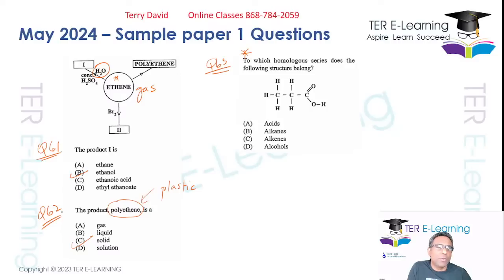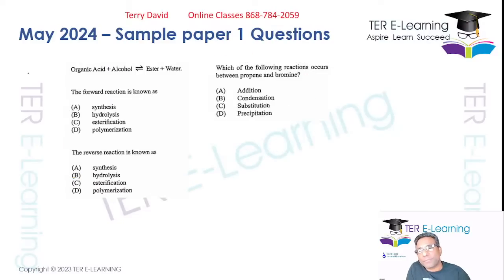Question 63, to which homologous series does this compound belong? People say A, and I agree. It's an acid because of the COOH group. That's correct. That's 63. Question 64, and question 65 and question 66. So for question 64, we have an organic acid plus an alcohol. It gives me an ester and water. The forward reaction is called what?